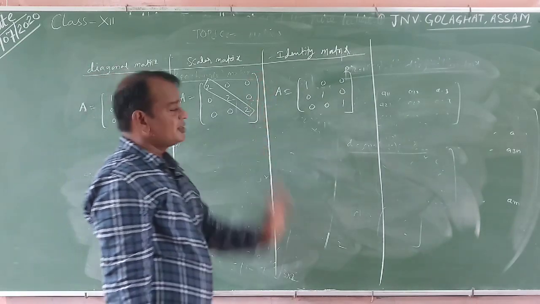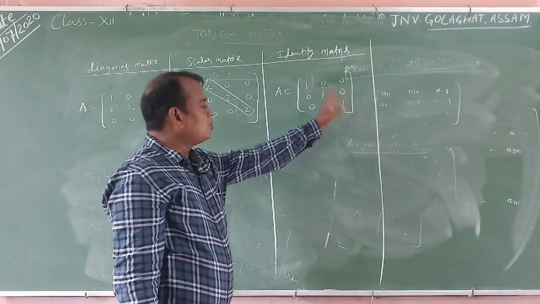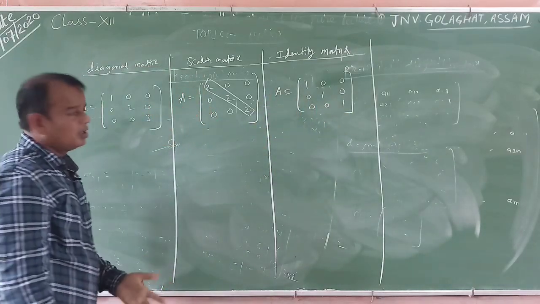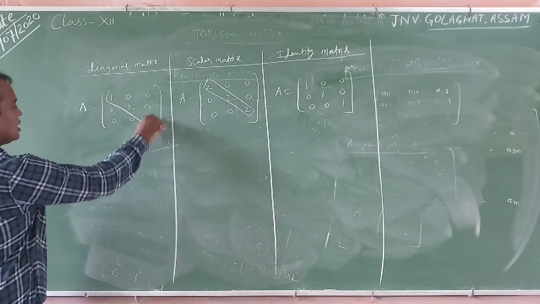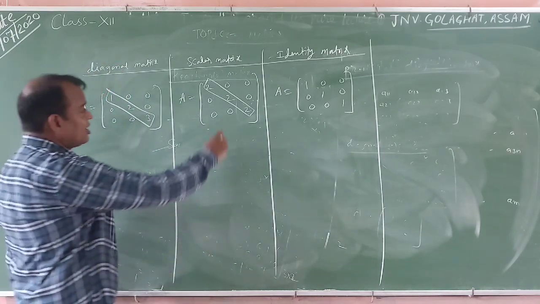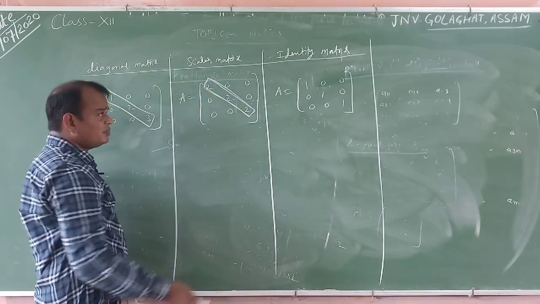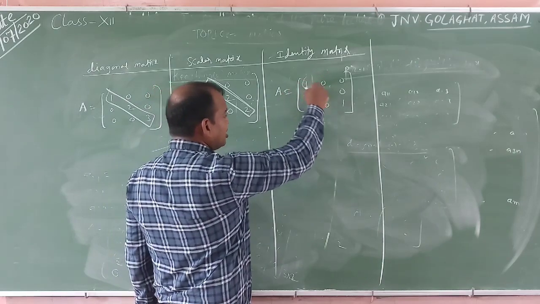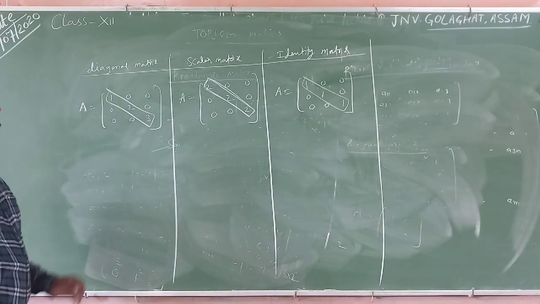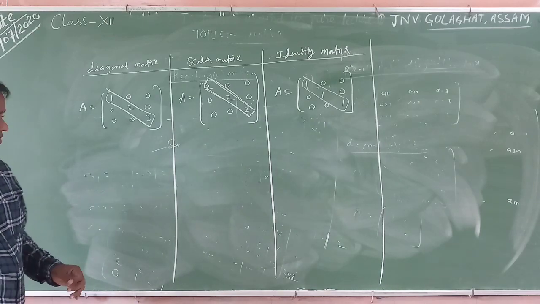But in an identity matrix, principal diagonal elements must be equal to 1. The remaining non-diagonal elements must be equal to 0. This is the difference. Whatever the principal diagonal elements may be, that is a diagonal matrix. Scalar matrix means all the diagonal elements must be equal. Identity matrix means all the diagonal elements must be equal to 1. These are the definitions of the diagonal matrix, scalar matrix and identity matrix.